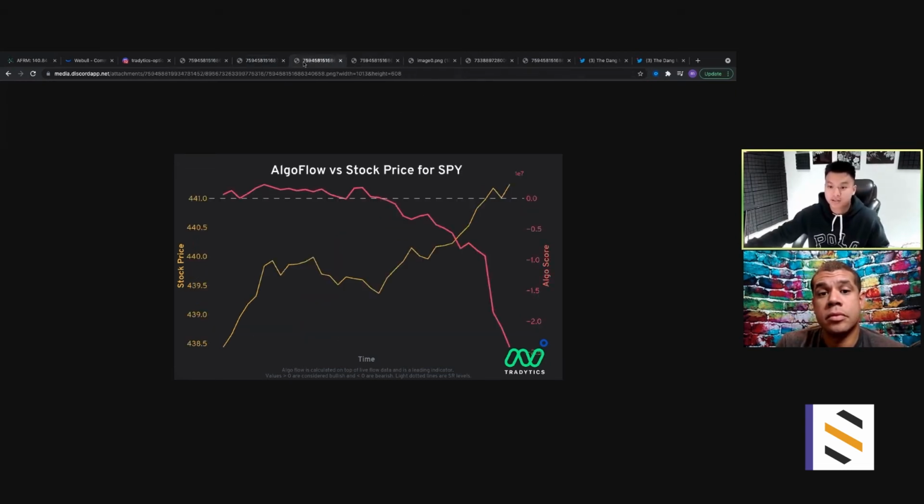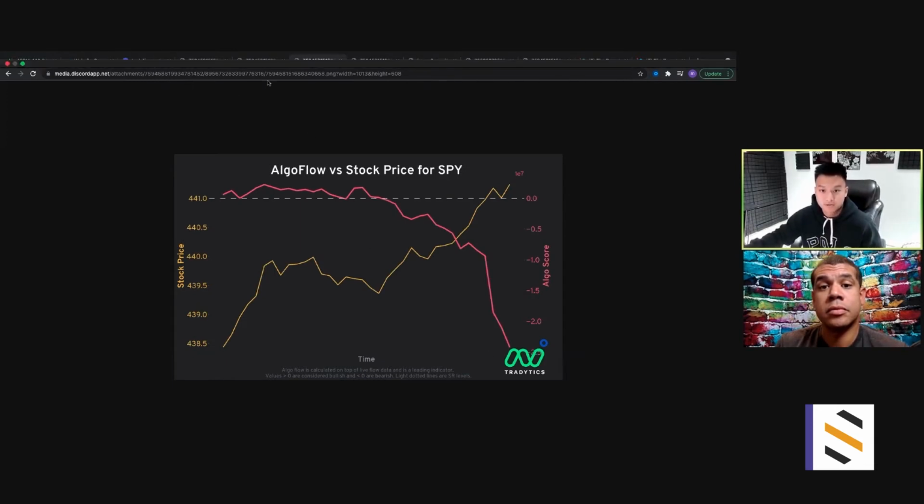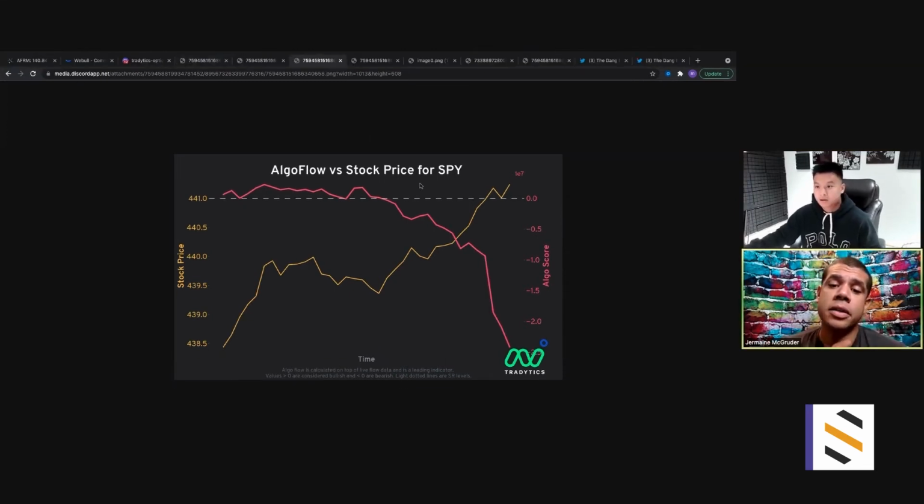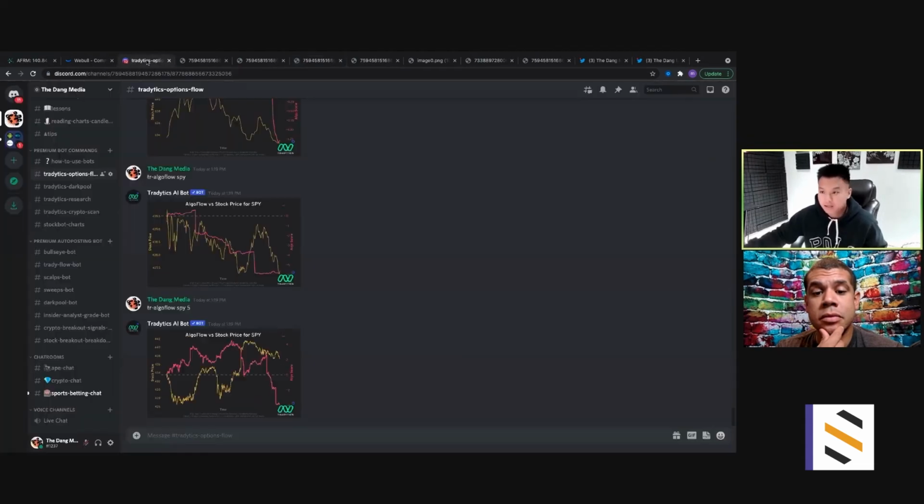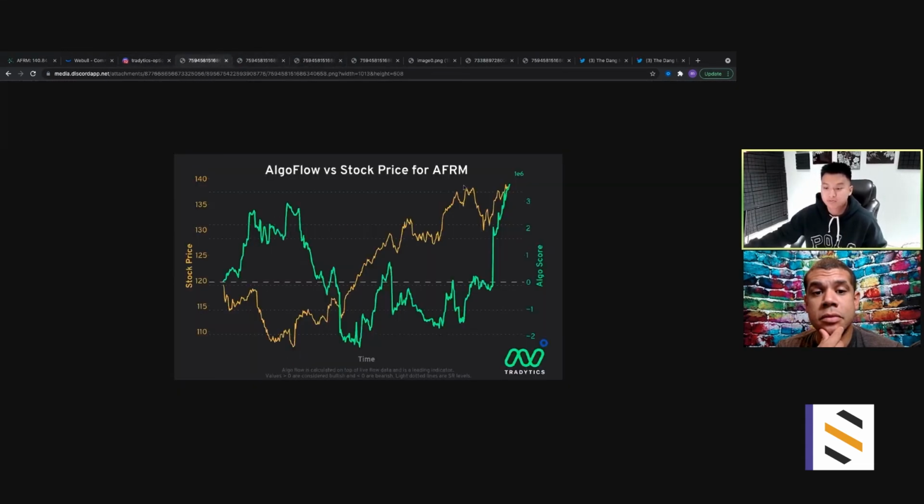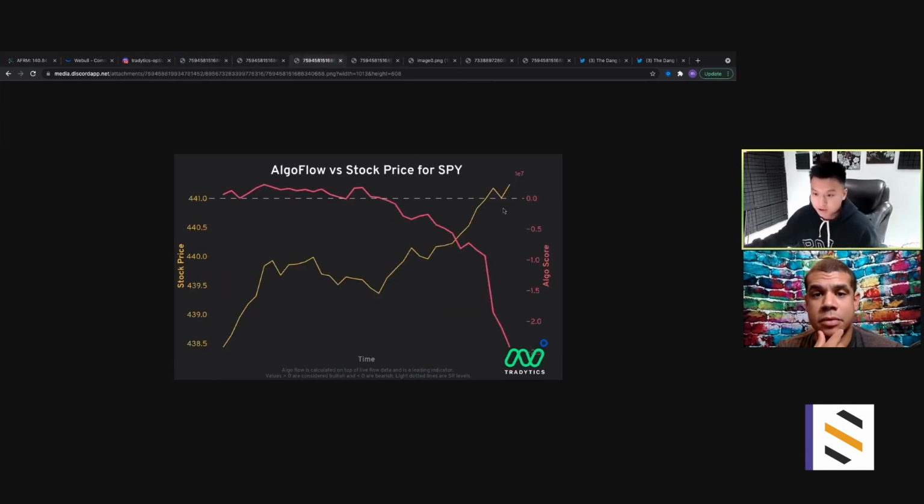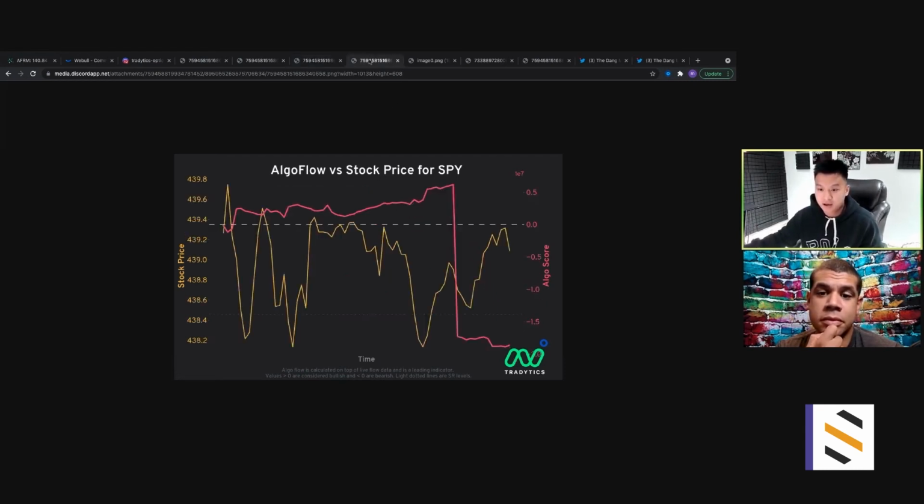And then you also have your divergences. Let me move this real quick. So it looks like the stock price is going up, but the algo flow is shooting to the downside. What is that? This was on October 7th as well. I said in the Discord that there's potentially a lot of bulls that are going to be trapped, because you have stock price going up and then the algo flow was going down. And then if you look at what happened.